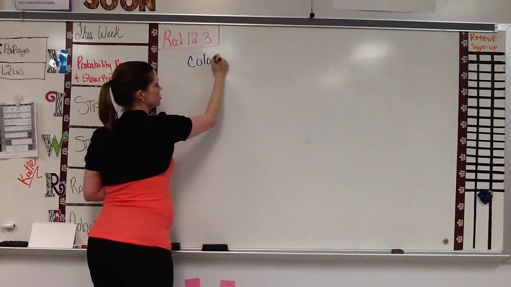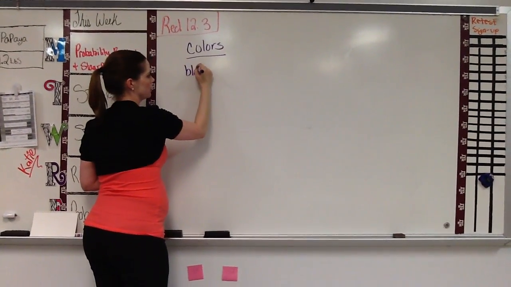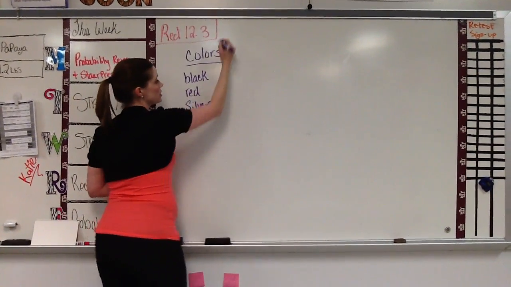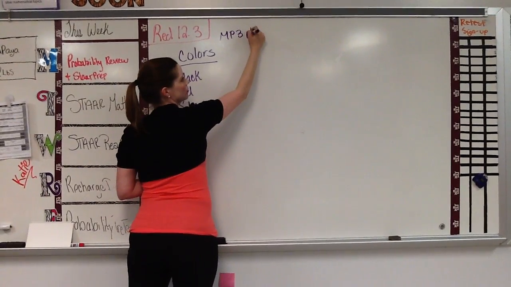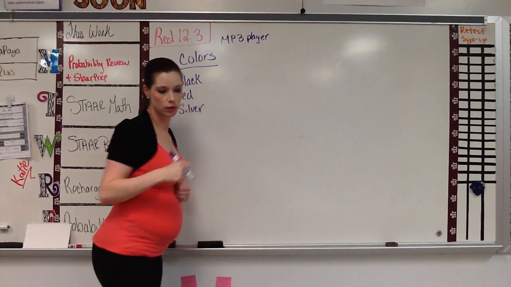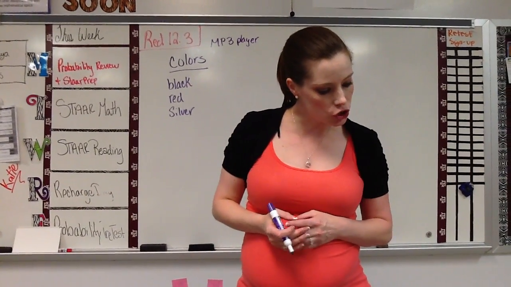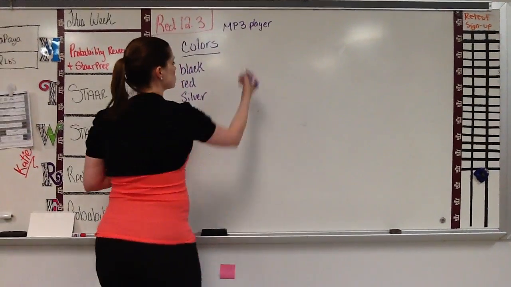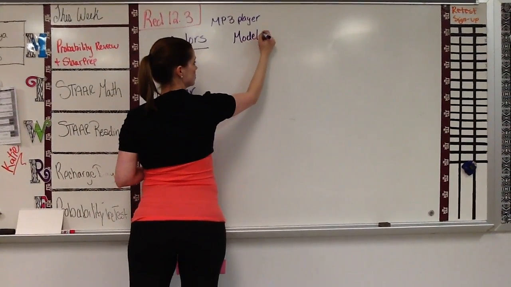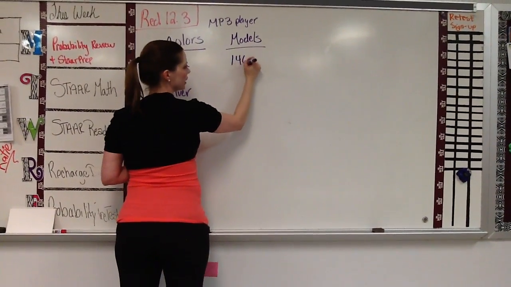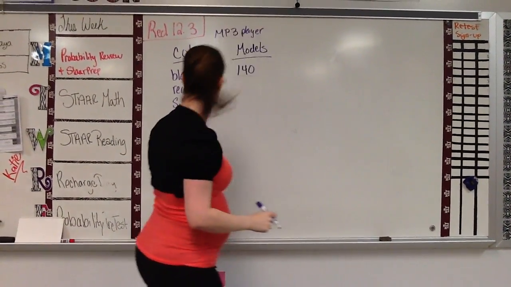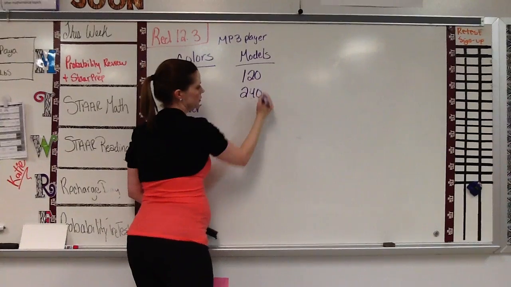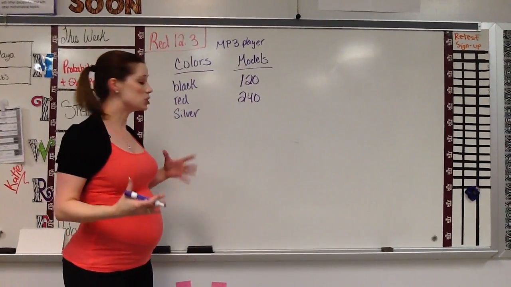So we have colors: black, red, and silver. These are for an MP3 player, an iPod. And she can choose between models that store 120 songs or 240 songs. So we have our models, 120 or 240. Okay? So your first option is to make a tree map.